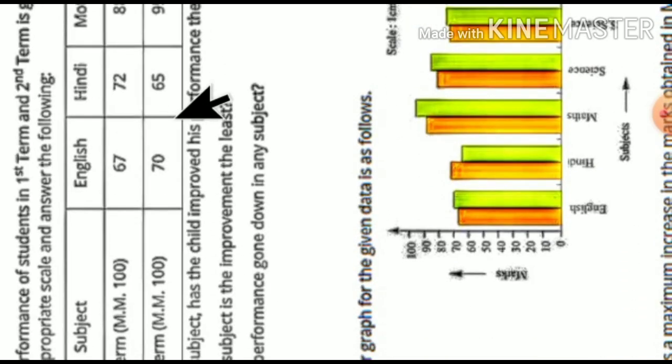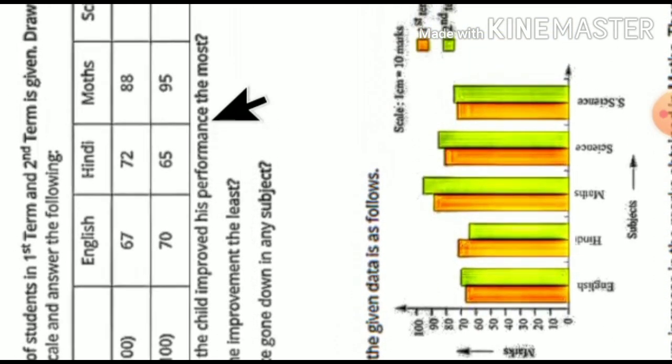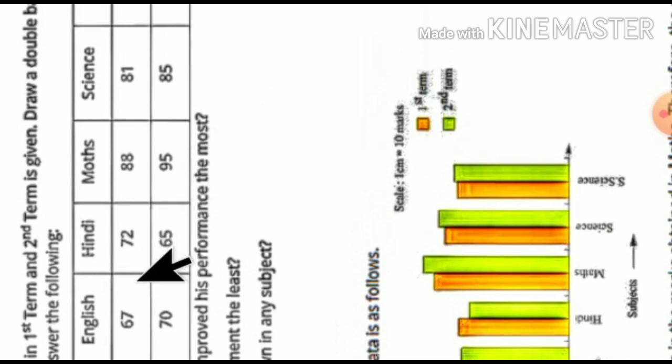Now let us see the first question. In which subject has a child improved his performance the most? Now see here, out of all these subjects we can see that in maths the improvement is more. From 88 marks he got in the first term, in the second term he has got 95 marks. So there is a difference of 7 marks between first term and second term. So he has improved the most in maths.